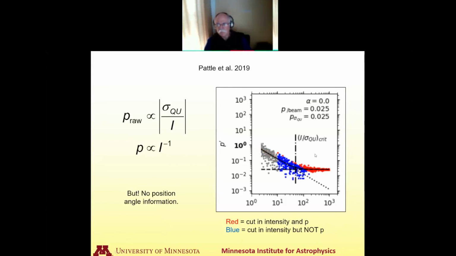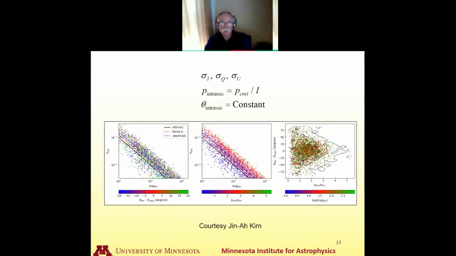Okay? Now you figure, no problem, I'll just take the highest signal to noise data I've got. Well, if you do that, that's indicated in red, that's 3 to 1 or better. You can see that those are just giving you the extreme end of the distribution about this line. That's the Rician distribution. So we've got to be careful, but there is no position angle information in that analysis. So let's look at that just for a moment.